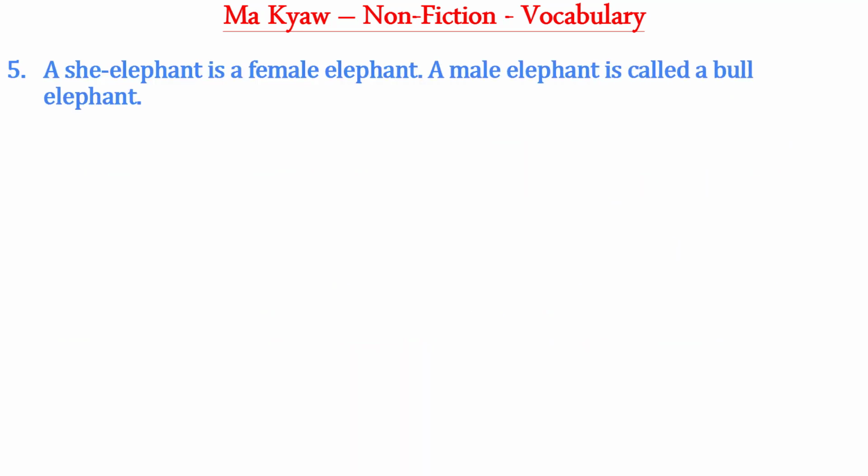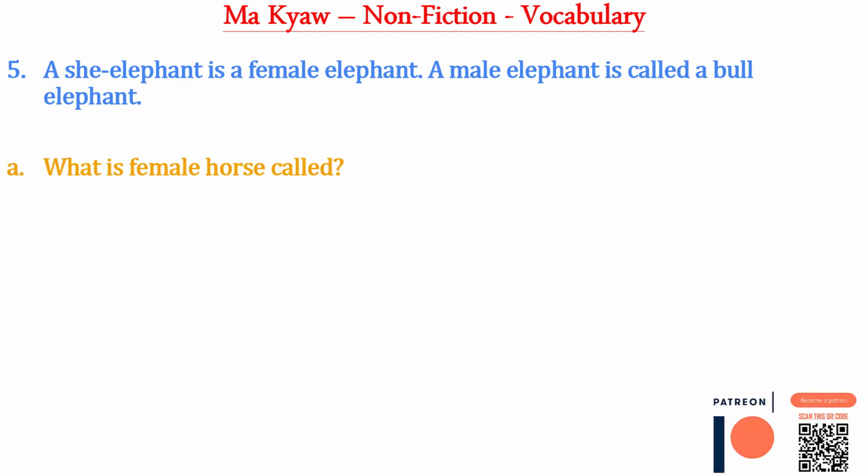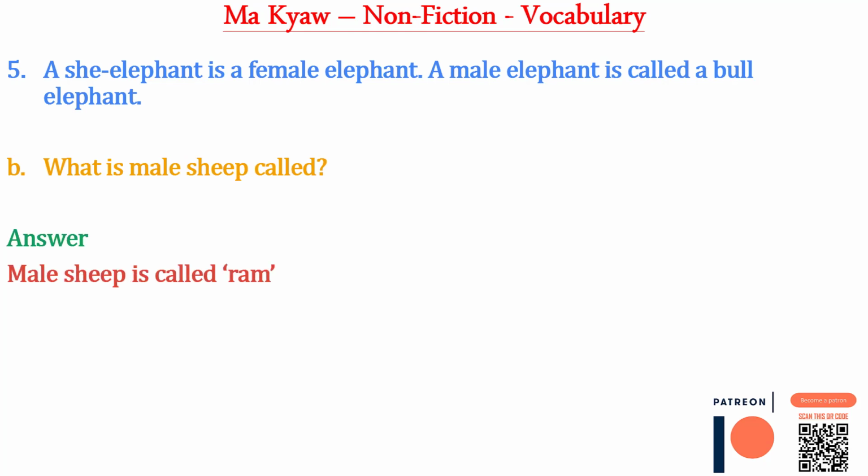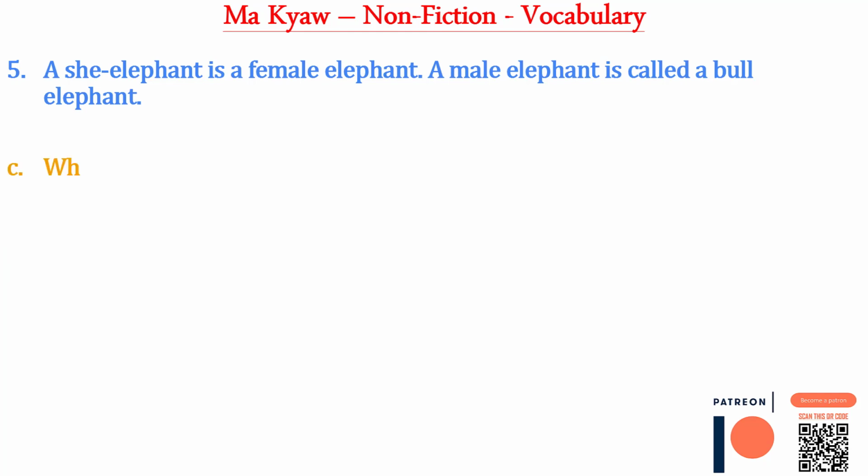Question number 5. A she elephant is a female elephant. A male elephant is called a bull elephant. So part A of question number 5 is, what is a female horse called? So the answer is mare. The female horse is called mare. Part B. What is a male sheep called? Male sheep is called ram.